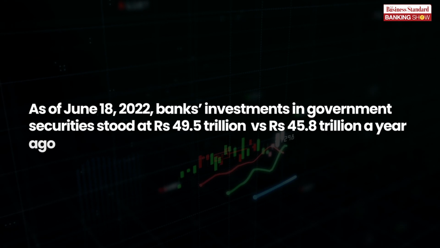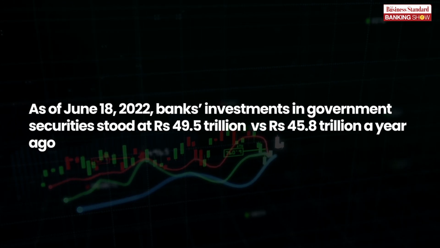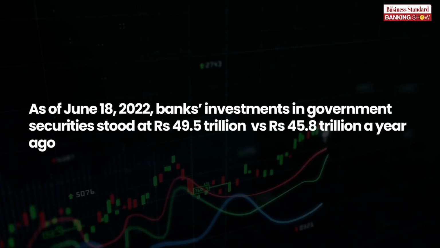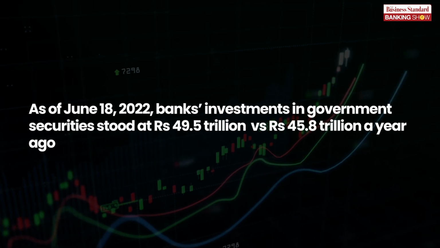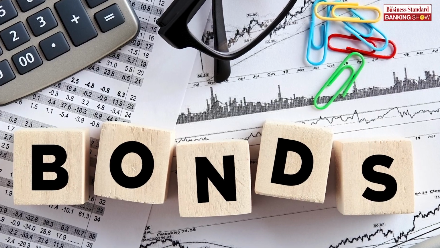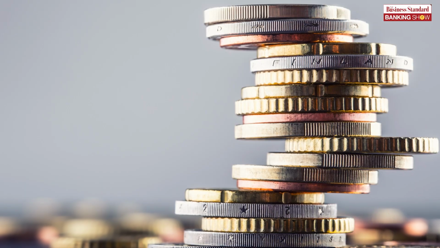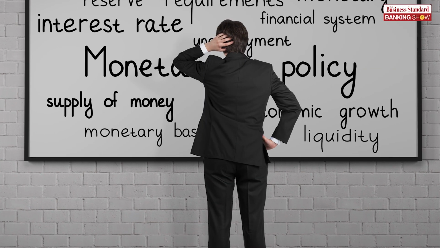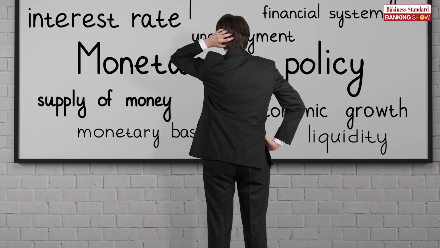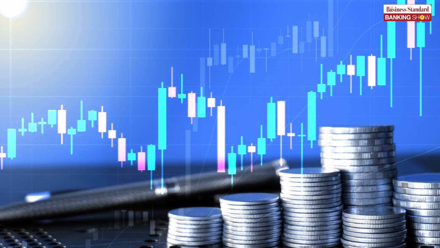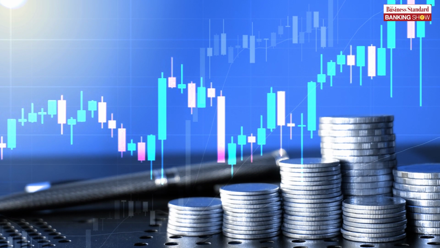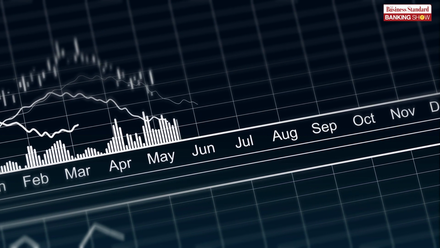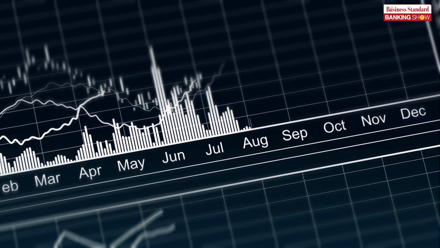As of June 18, 2022, banks' investments in government securities stood at 49.5 trillion versus 45.8 trillion a year ago. The pace at which banks have bought government securities over the last 2 years has outstripped the mandatory requirement under SLR. This is because the ultra-loose monetary policy maintained during the pandemic provided banks with the opportunity to make gains out of bond investments as yields fell. Now, with the rate cycle turning, banks face large MTM losses on these bond holdings.